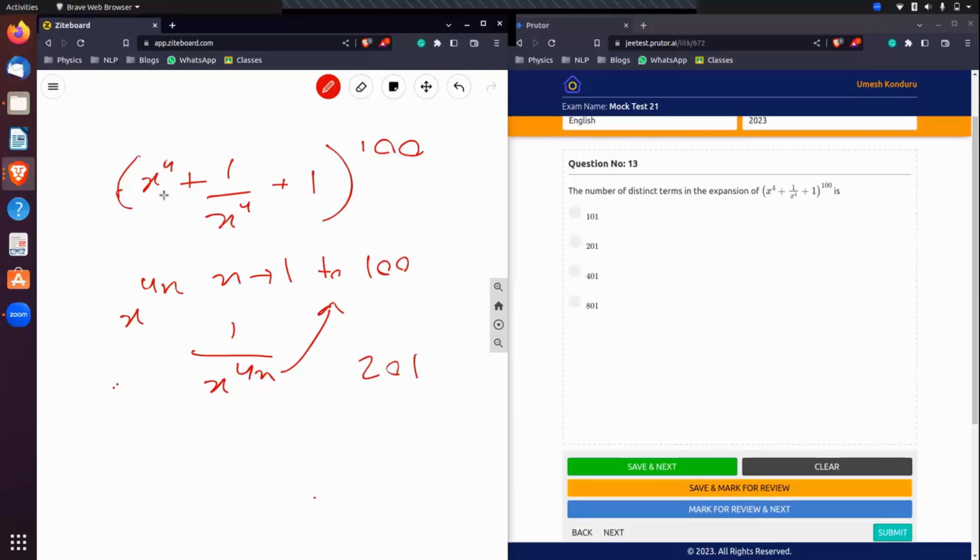And then any term that is formed by taking a mix of the powers of both, so x to the power 4p and then 1 by x to the power 4q, that will be of either this form or this form. So we don't have to count that again. I think the answer is just 201.